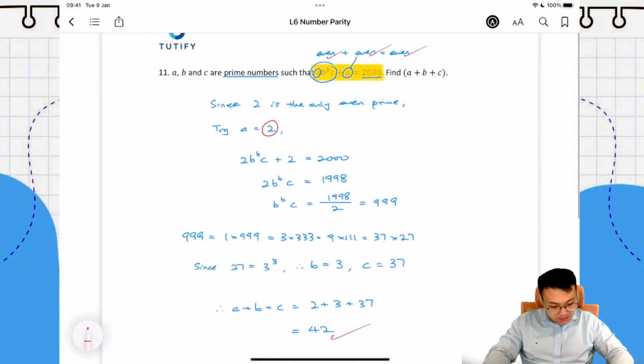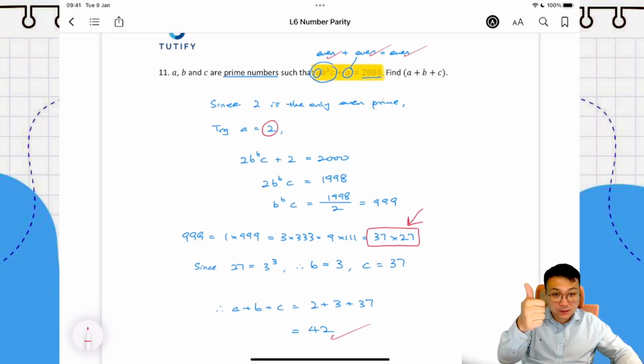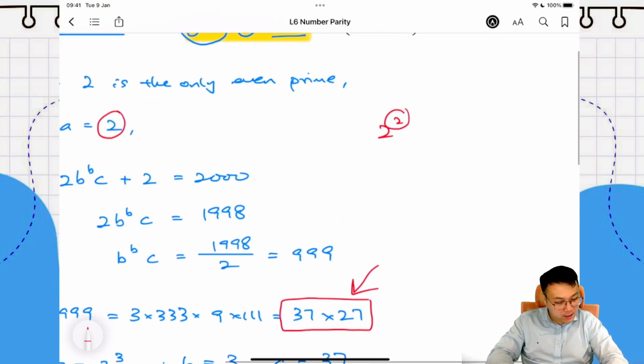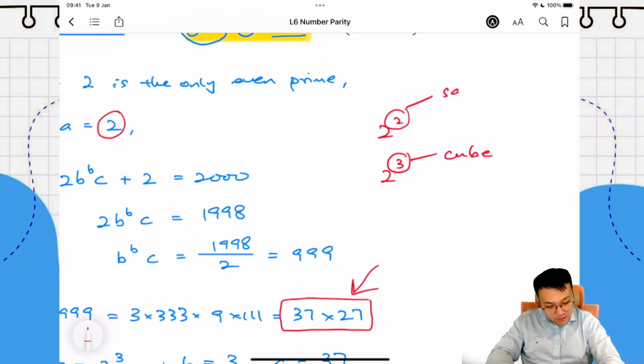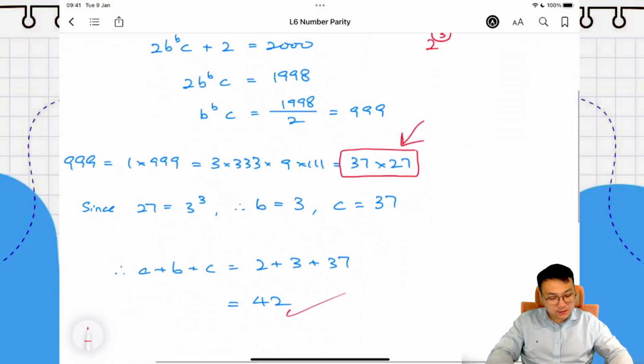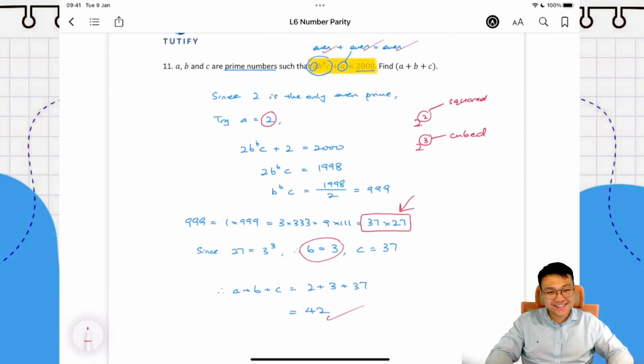And of course, another thing that you need to be smart about is choosing your factors. Choose the factors that have a cube number, 3 to the power of 3. Okay, by the way, this is called square. Power of 3 is called cube. Squared and cubed. So choose the cube number and choose the prime number. Then you can let B equal 3.